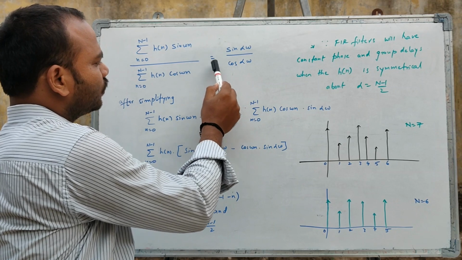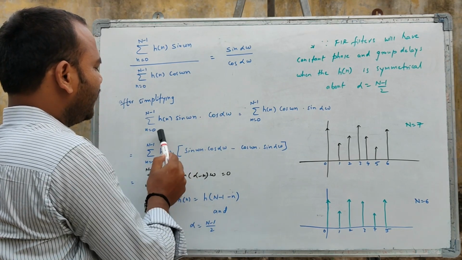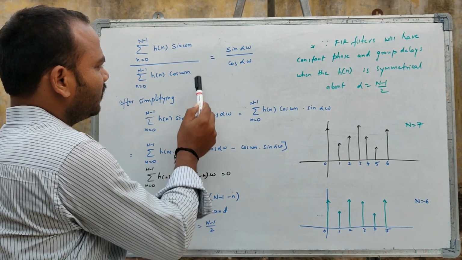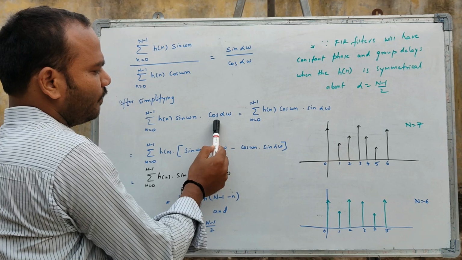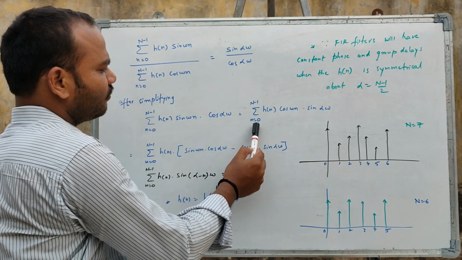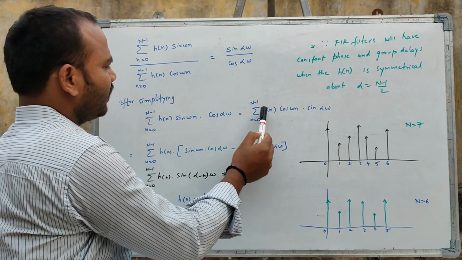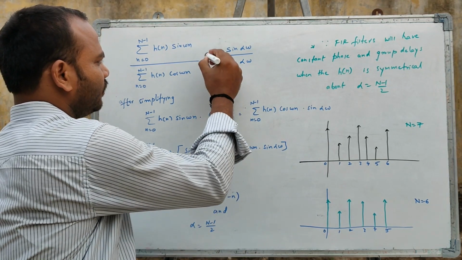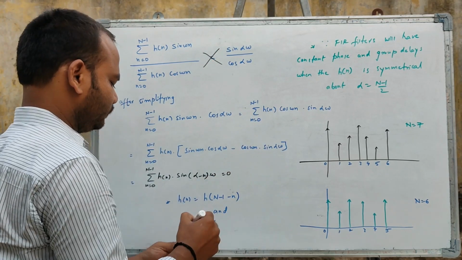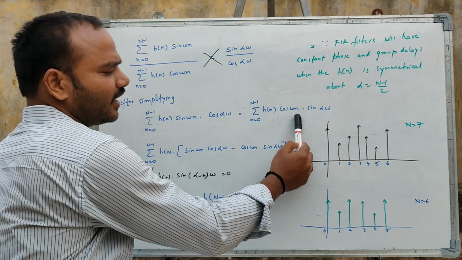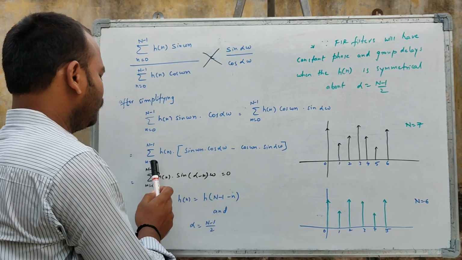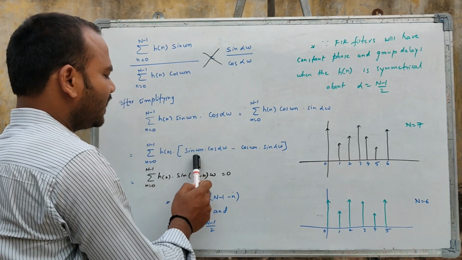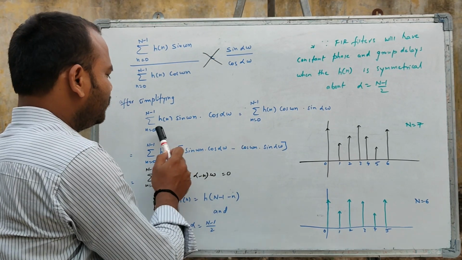Now you cross multiply these two, and you will get summation from n equal to 0 to N minus 1 h of n sin omega n into cos of alpha omega is equal to summation from n equal to 0 to N minus 1 h of n cos omega n into sin alpha of omega. You need to cross multiply and equate them. Next, bring the right hand term to the left hand side. You will get summation from n equal to 0 to N minus 1 h of n into sin omega n cos alpha omega. These two terms are common.